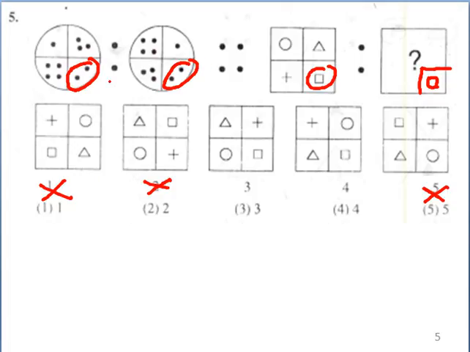Now look at the other options. Here the first position, that means leftmost top, has become rightmost top. Here what is the leftmost top? Circle. So here it has to come here. So the circle has to come here. So between 3 and 4, where is it satisfying? In option 4. So 4 is my answer. 3 is ruled out.